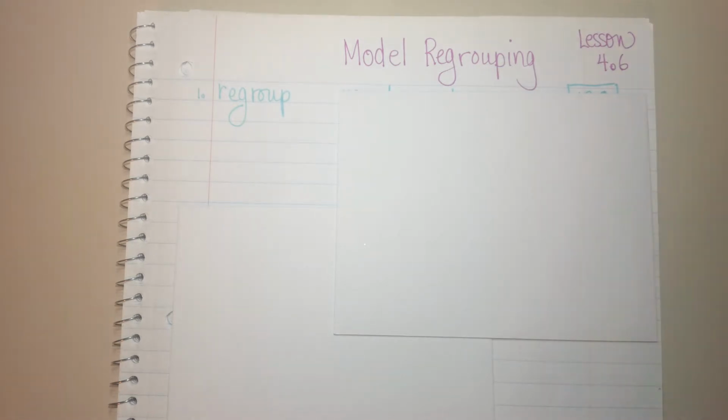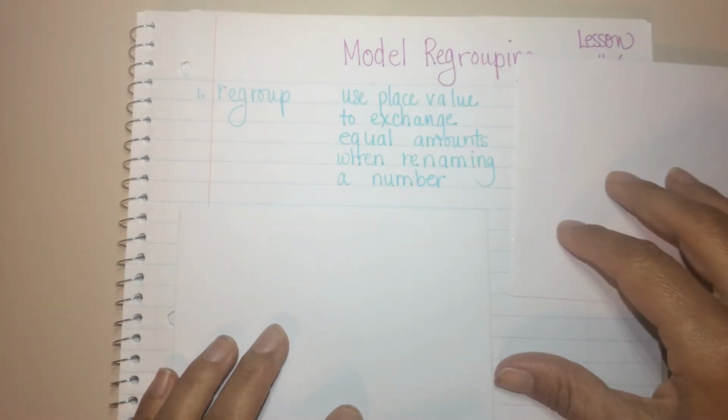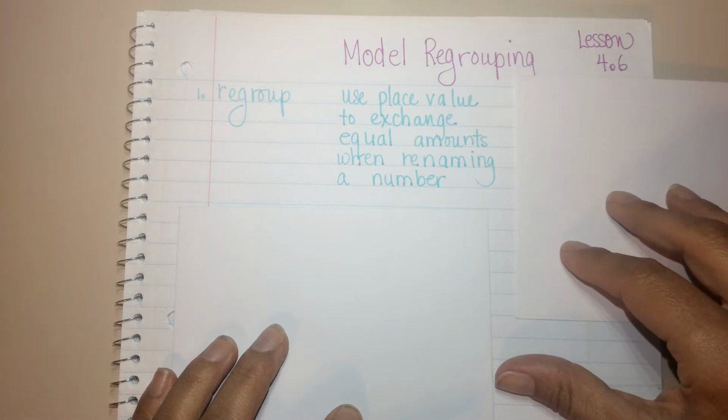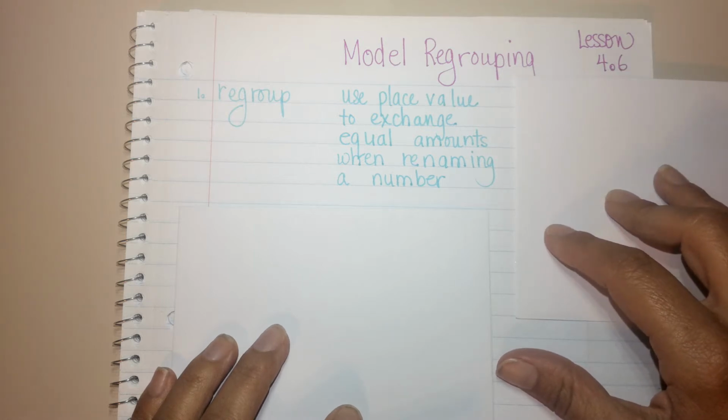Hi guys, we're going to start lesson 4.6 and your one vocabulary word is regroup. So we're going to multiply by making number models by regrouping. The definition of regroup is to use place value to exchange equal amounts when renaming a number.